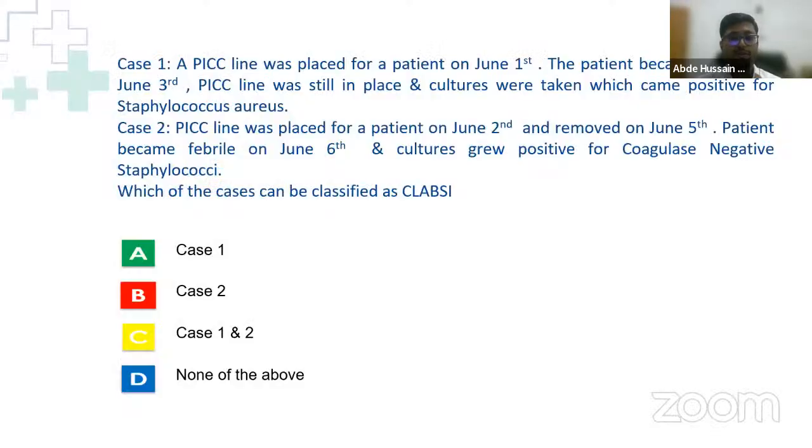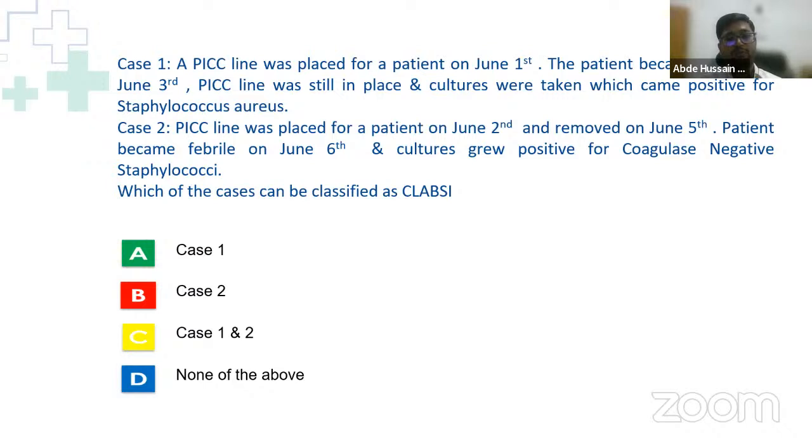Now coming to hospital-acquired infections, how can we identify them? A PICC line was in place for a patient on June 1st. The patient became febrile on June 3rd. The PICC line was still in place and cultures were taken, which came positive for Staph aureus. Can we take it as a hospital-acquired infection or a CLABSI?